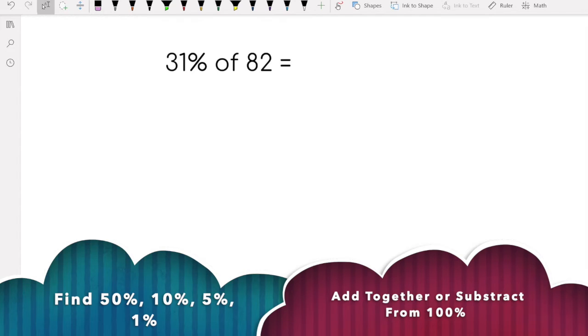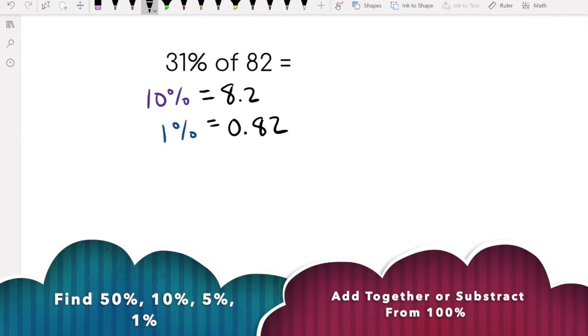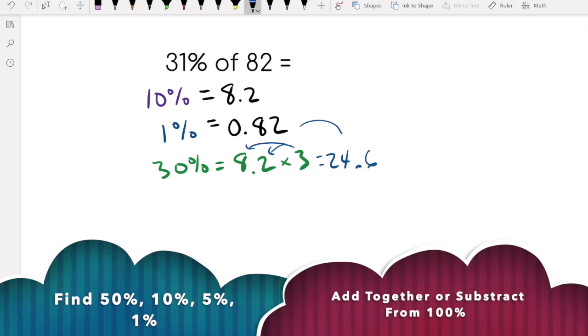So you have 31% of 82. I want to find 10%, multiply that by 3 to find 30%, and then add 1%. So 10% is just 8.2, 1% is 0.82. So to find 30%, I take 8.2 and I times it by 3. To quickly do that, I would just do 3 times 2 and then 3 times 8. 3 times 2 is 6, and then I have my decimal, and then 8 times 3 is 24. So 24.6 is 30%, and then I need to add 1% to make 31%.